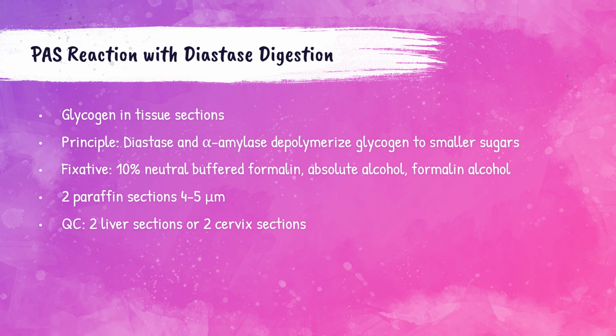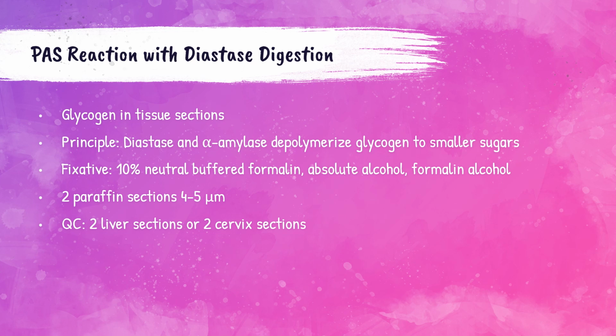The PAS reaction with diastase digestion is used to see glycogen present in tissue sections. This reaction is very sensitive for glycogen. Diastase and alpha amylase enzymes depolymerize glycogen into glucose and maltose molecules. Tissues that are going to be stained using this reaction need to be fixed in 10% neutral buffered formalin, absolute alcohol, or formalin alcohol.